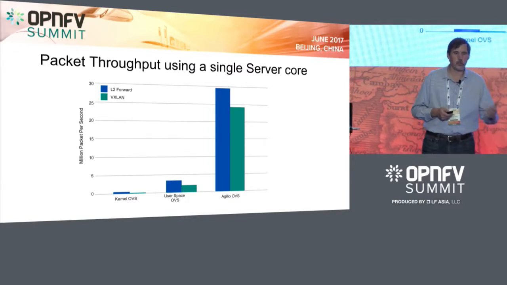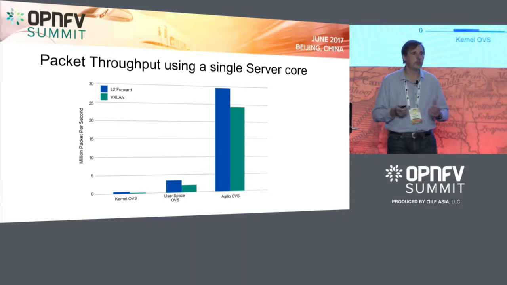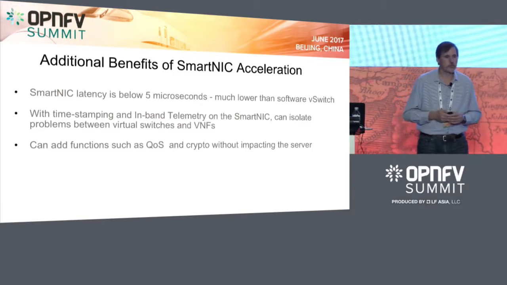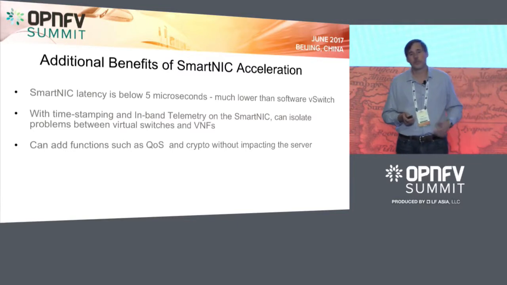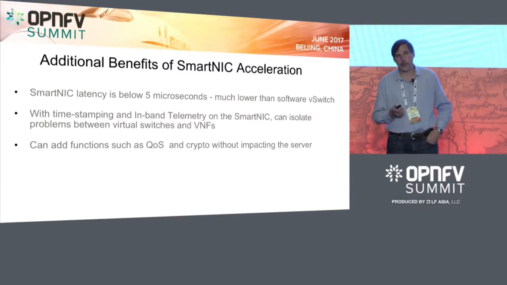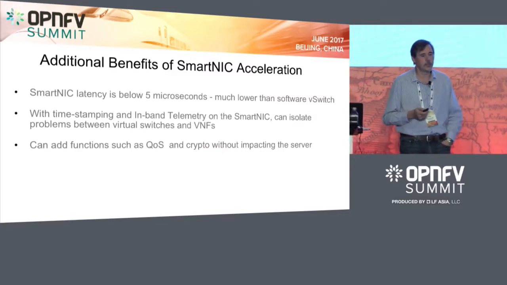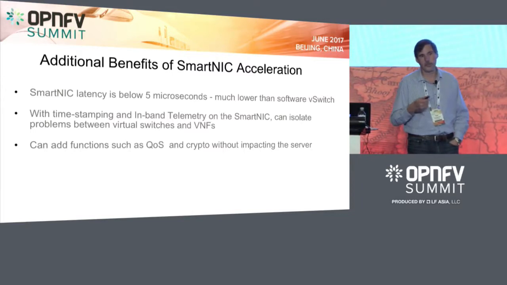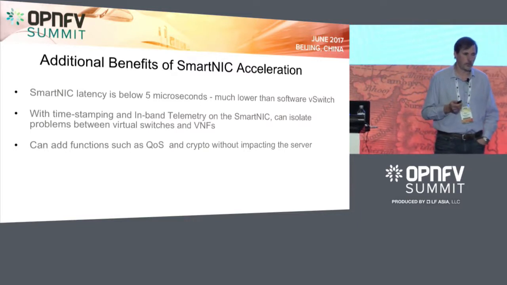So those are high numbers, certainly compared to any kind of kernel-based vSwitch implementation. Even user space-based implementations, while getting better all the time, are still significantly lower than that when you're talking about single core performance. The other thing to note from a SmartNIC perspective is that the latency is dramatically reduced. The SmartNIC latency is about 5 microseconds or less when accelerating the virtual switch. That's a lot less than the typical tens of microseconds, sometimes even 100 microseconds, that you might incur going through a software-based virtual switch layer.